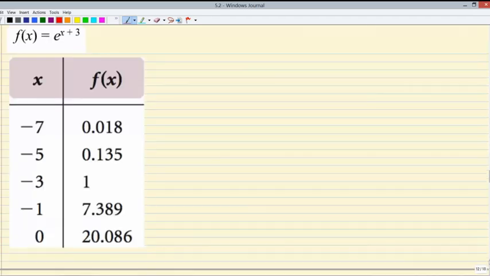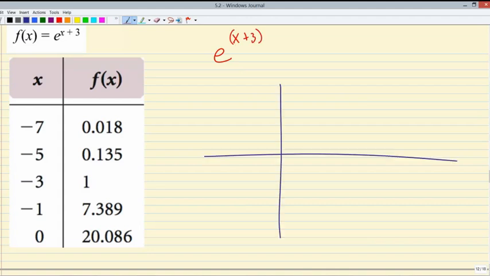Here's e to the x plus 3 power. So let's graph it. What point do we want to put on as an anchor point? 0, 1. And this is exponential growth. So it's probably going to look something like this. This is what e to the x looks like. And now we want to put on plus 3.